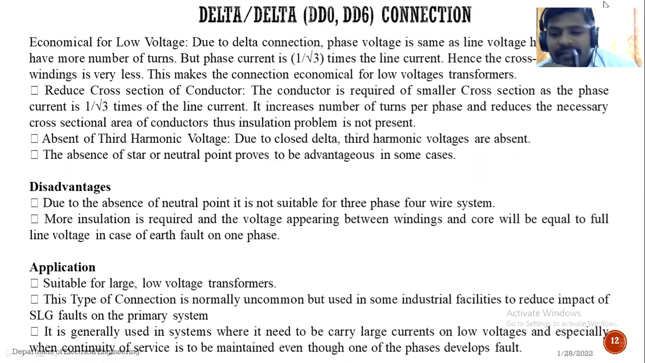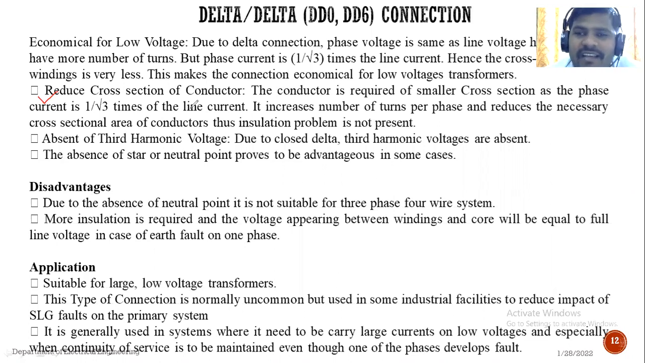Now next one advantage is that reduced cross section of the conductor. Okay, so see, that means conductor requirement, there are 3-phase, or it may be 3-phase 3-wire system is there, because there is a delta connection. Delta it is connected in primary, delta it is connected in secondary.